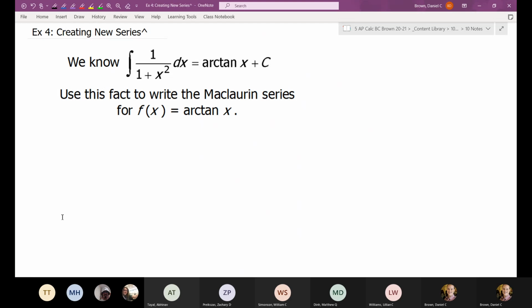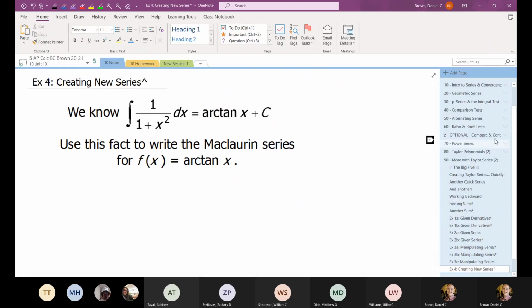But it says we know that the integral of 1 over 1 plus x squared is equal to the arctangent of x. I should say, I hope we know that that is true. We're going to use that fact to write a Maclaurin series for f of x is equal to arctangent of x.